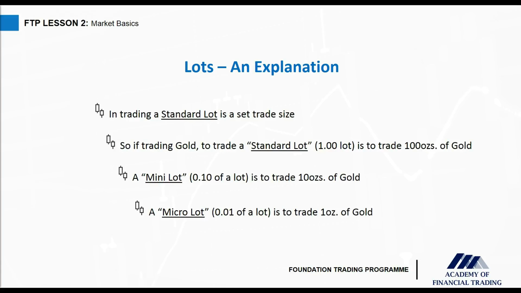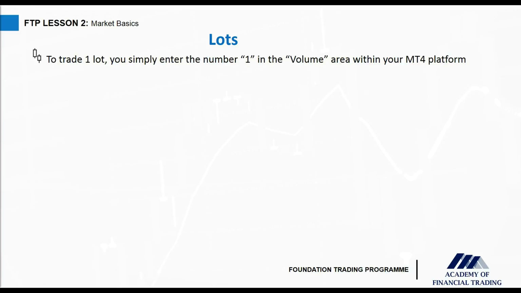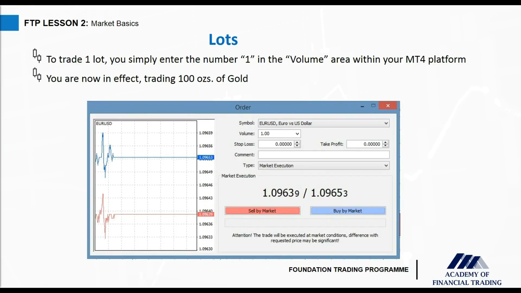So, we've talked about the different terms: candlesticks, pips, long, leverage, shorts. This one is a little bit more simplistic and easy to remember. Now, to trade one lot, you simply enter the number 1 in the volume area within your MT4 platform. So you're now in effect trading 100 ounces of gold. Okay, so we can all see the volume term right here. Are we all looking right there? So if we say to it that we want to either sell or buy, either go long or go short on gold, if we do it by one lot, we're doing it on 100 ounces.